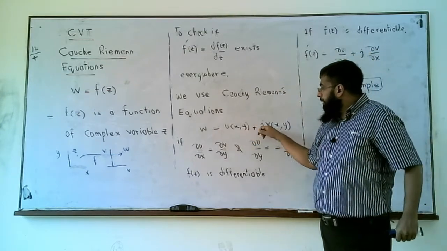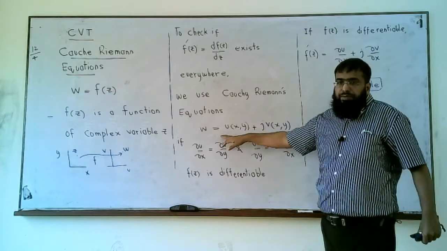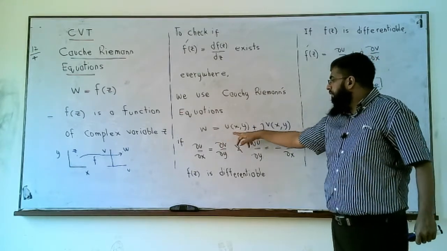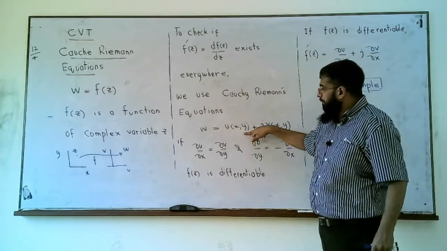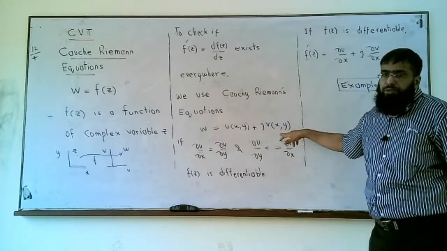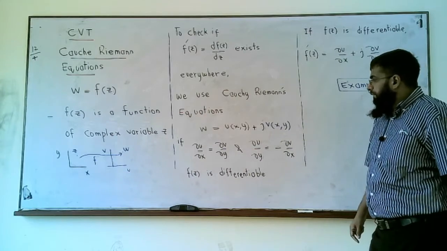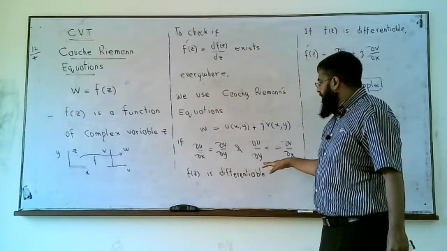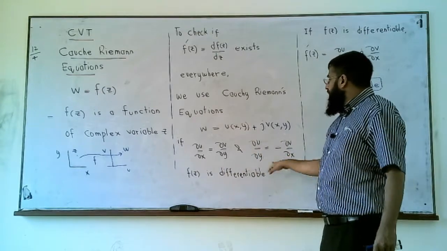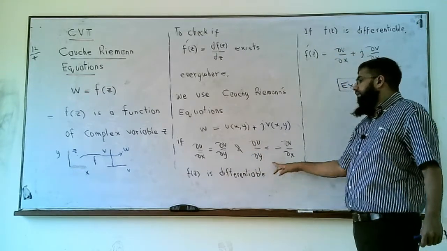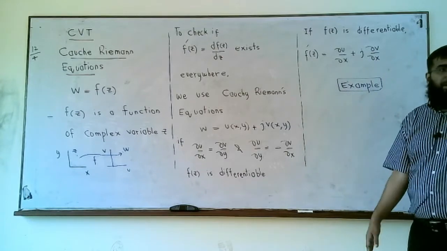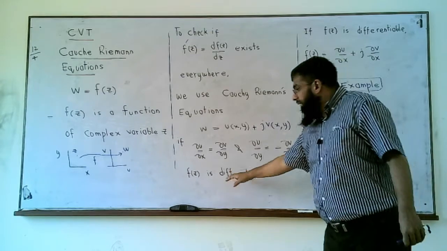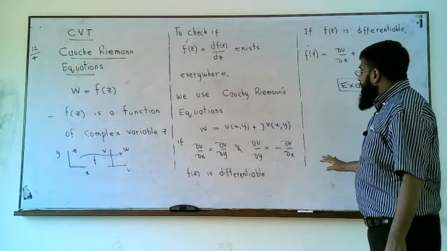W is u of x, y plus j v of x, y. In our last lecture we studied that the real part of this w can be written as a function of x and y, and the imaginary part can also be written as a function of x and y. So if partial u over partial x is equal to partial v over partial y, and this is the second condition, that partial u over partial y is equal to negative of partial v over partial x, then f of z is differentiable.